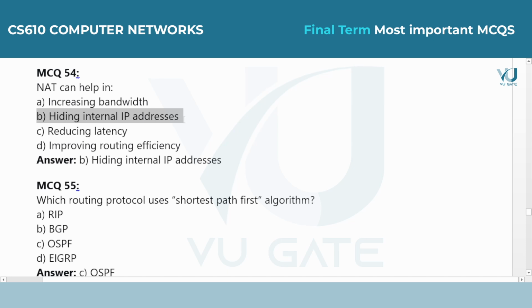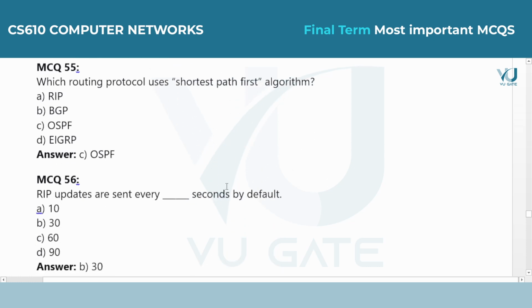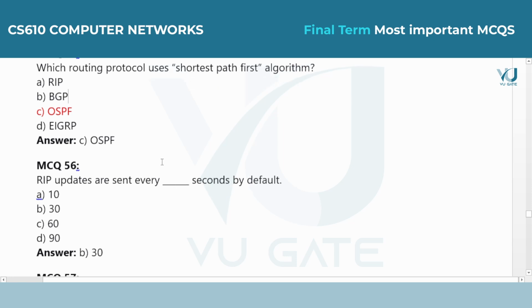Network address translation acts as a security barrier by showing only one public IP to the internet while keeping internal IPs private. MCQ 55. Which routing protocol uses the shortest path first algorithm? Answer: OSPF. Concept: Open Shortest Path First uses the Dijkstra algorithm to calculate the most efficient path based on link speed and cost.